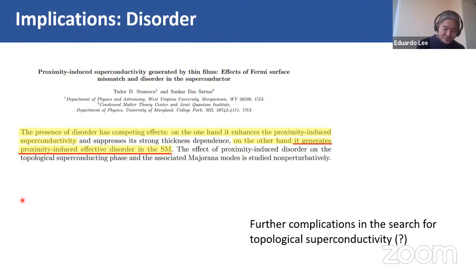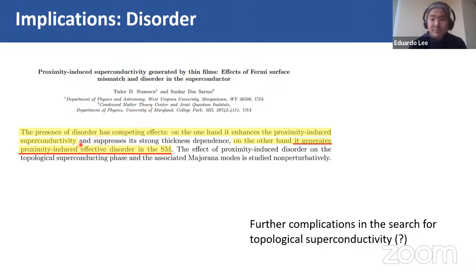Let me just mention some implications of the kind of imperfections that we saw in our devices. So first, I want to comment on disorder. We do see quite large fluctuations in the mean free path along the length of the nanowire. So this is really disorder in the parent superconductor, in this case the epitaxial aluminum shell.